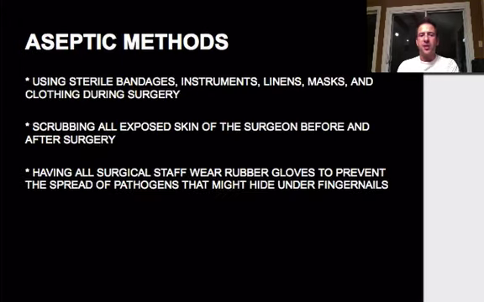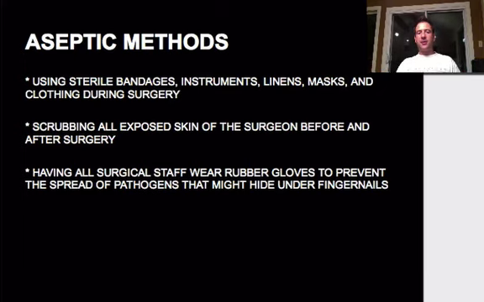And then the last thing I'll talk about is aseptic methods. So basically, this is things that we could refer to, especially in hospitals or dental offices and such, using sterile bandages. So sterile meaning that there's no bacteria. They're clean, they're sterile, there's no pathogens on them. Instruments, we can use linens, masks, and clothing during surgery. So we're going to use all these sterile items, which means they're clean.